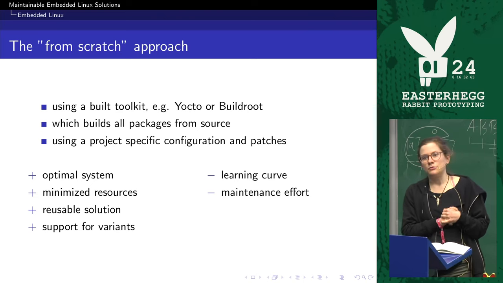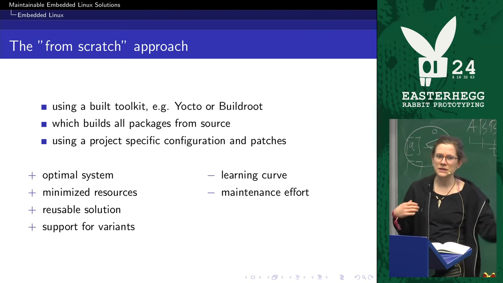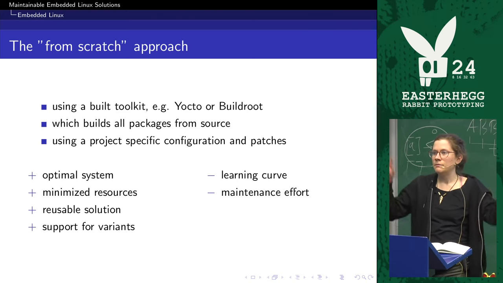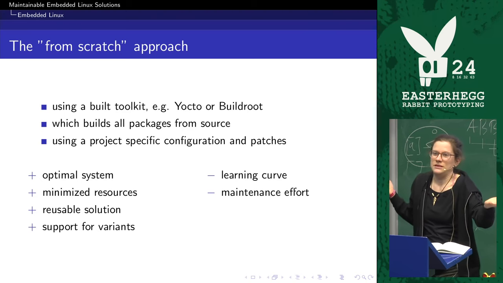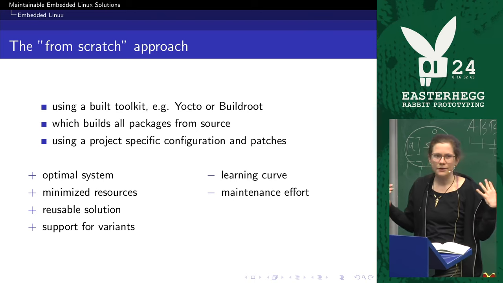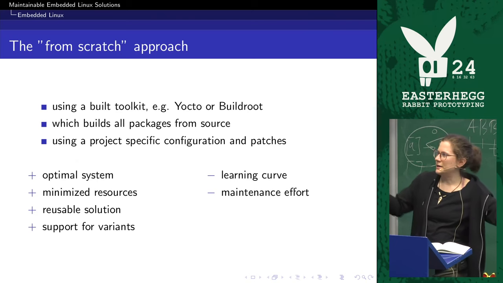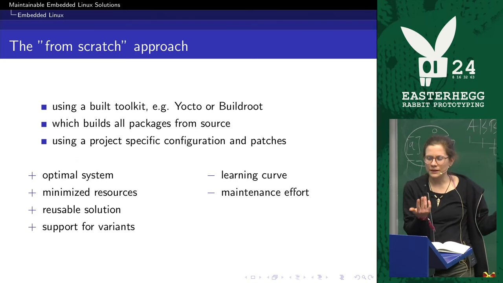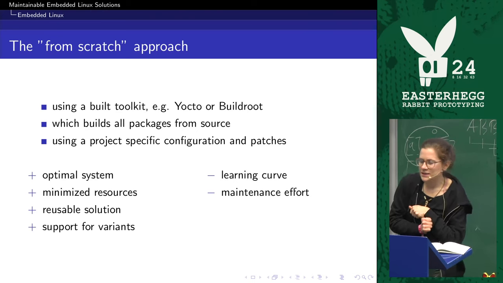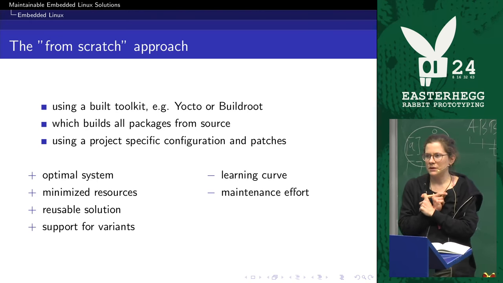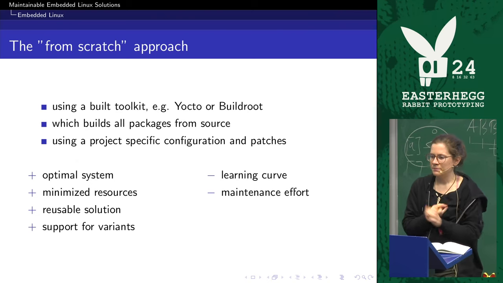As you build everything from scratch, you can even define, for example, the compiler flags and the optimization. Do I want to optimize for speed or for size? So you can build an optimal system based on whatever you want, maybe for size, maybe for speed. You say, okay, I will use systemd, but I don't need that and that and that server, so you will exclude it directly. You can therefore build for minimized resources. You have a reusable solution because you can build it over and over again. And both of them also include support for variants.